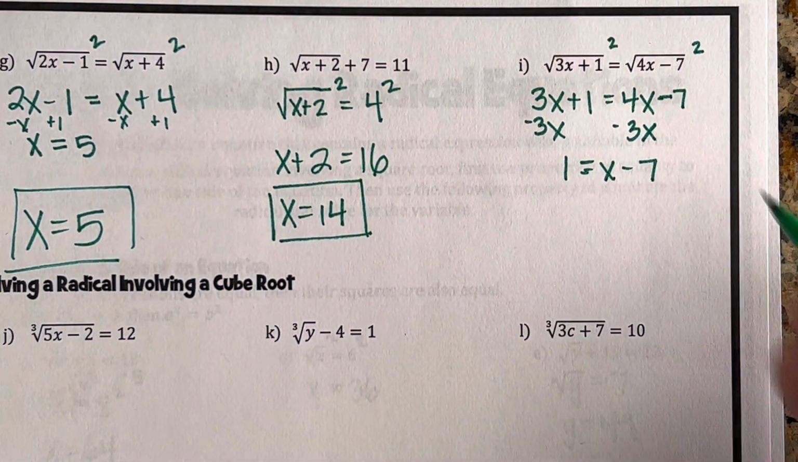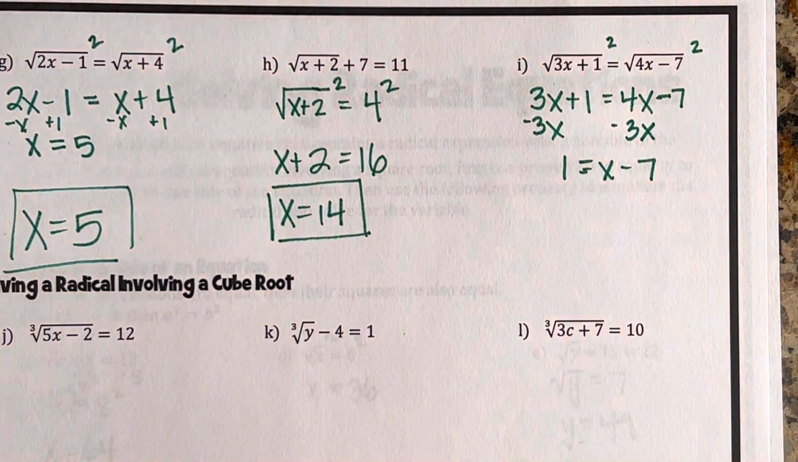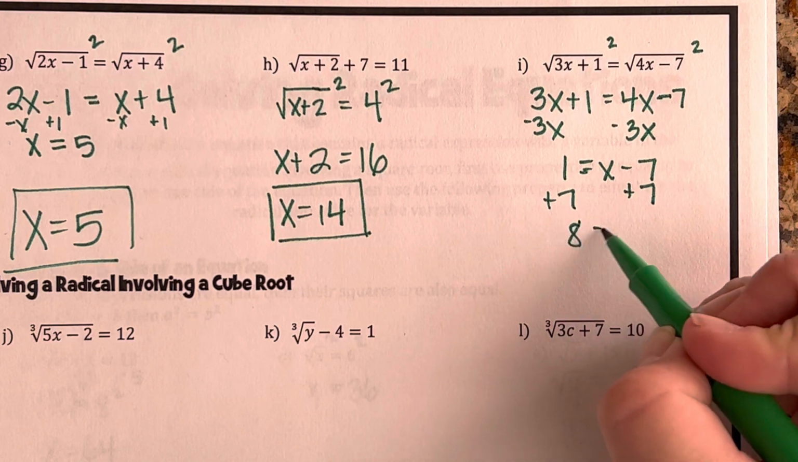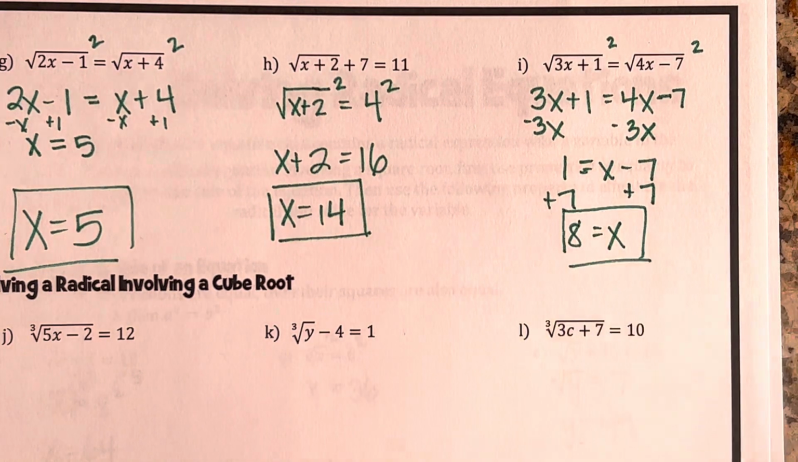Okay, you could go the other way and subtract 4x. You'll get the same answer. And then I'm going to add 7 to both sides, and I get 8 equals x.